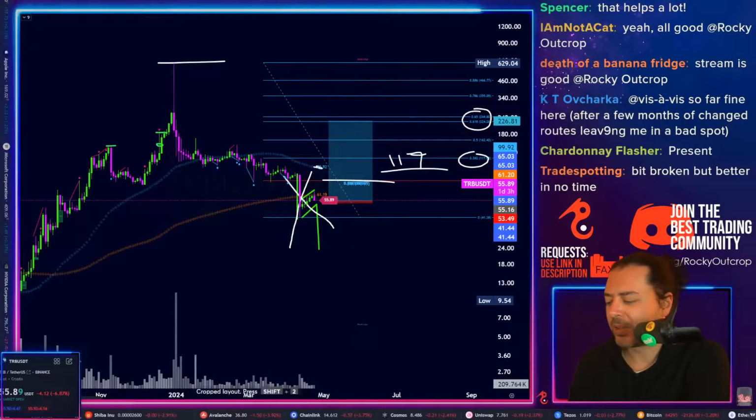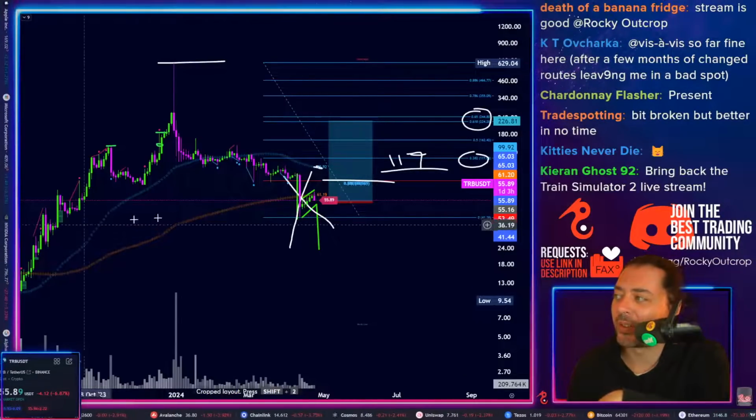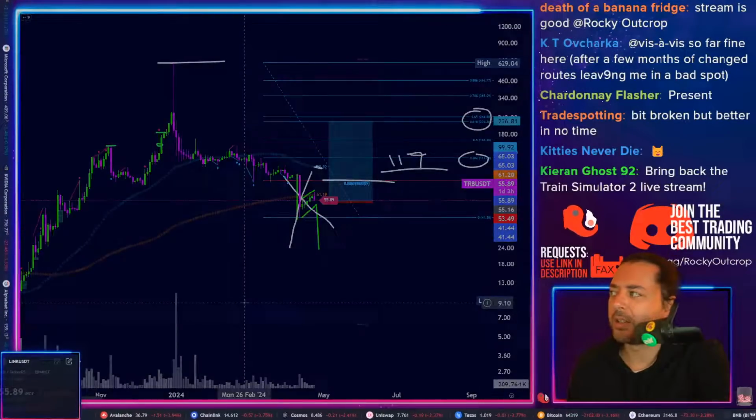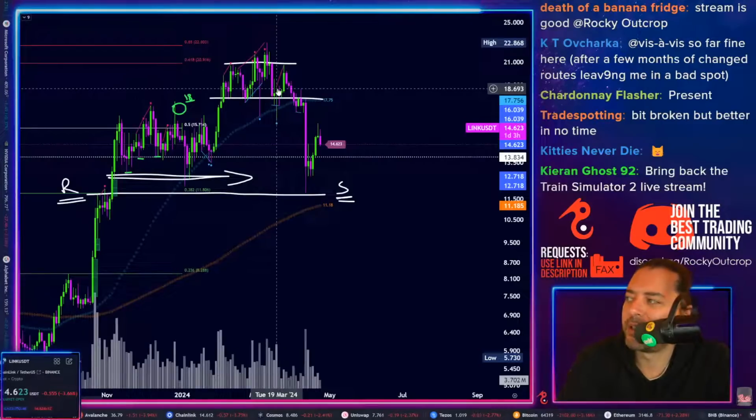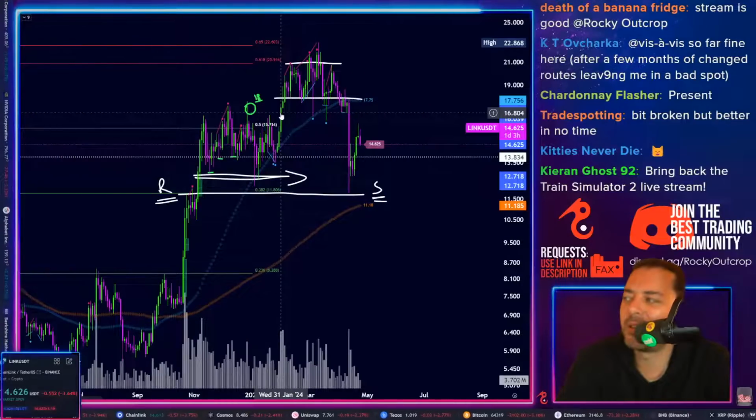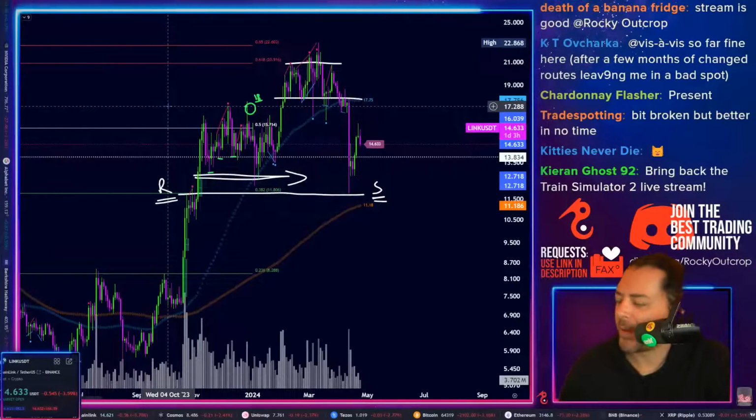Another one that people haven't asked for recently, which I think is a good call to ask for if anybody was wanting to, is Link USDT, which is another super interesting chart. Just because, you know, just because it is. It is interesting, right?